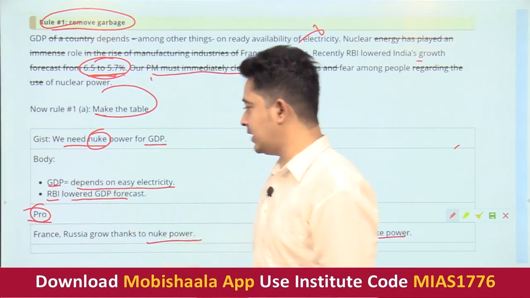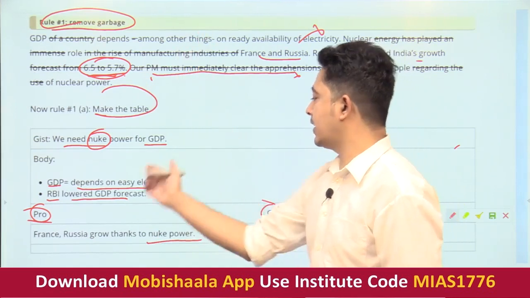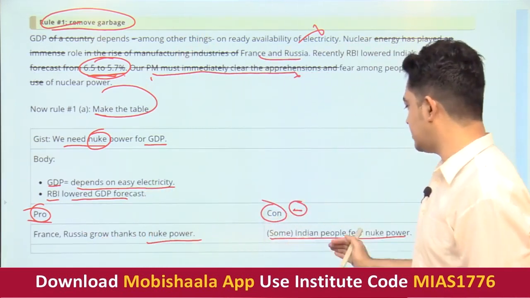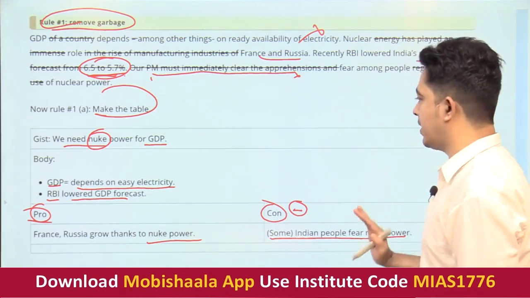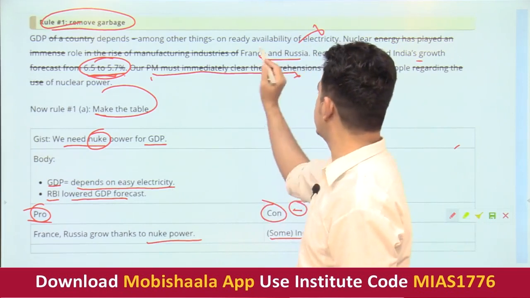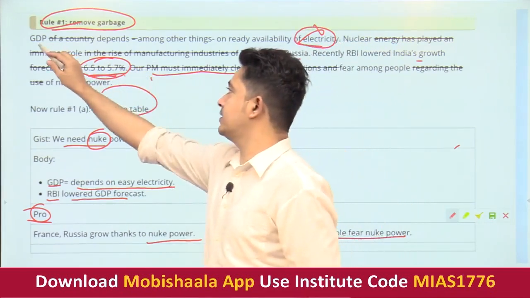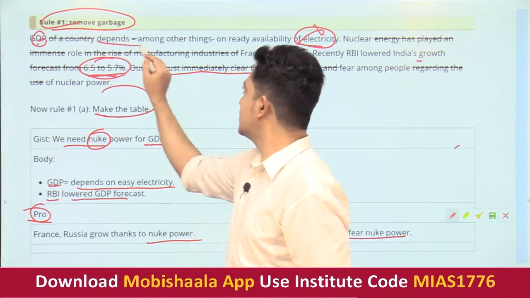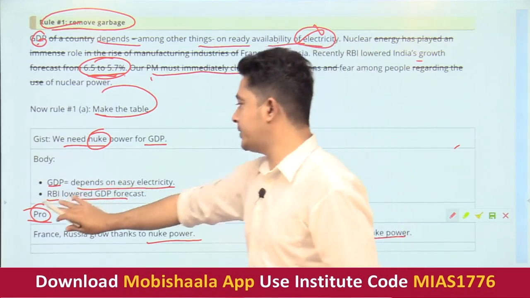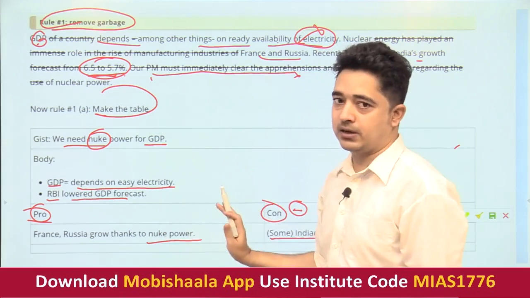So what exactly are the pros here? Different countries are doing this, like France and Russia, growing thanks to nuclear power. And the con is that some Indian people fear nuclear power. Now the point is that GDP depends on easy electricity, which is mentioned in the first portion. The GDP of a country depends, among other things, on the availability of electricity, and then RBI lowered the GDP forecast. How much it has done is not required, right?